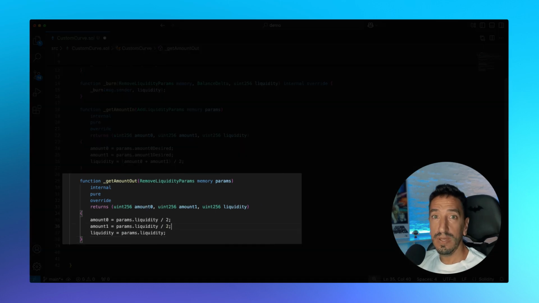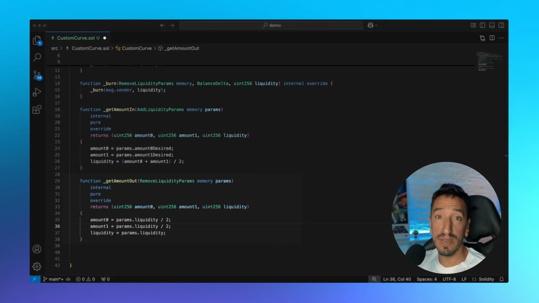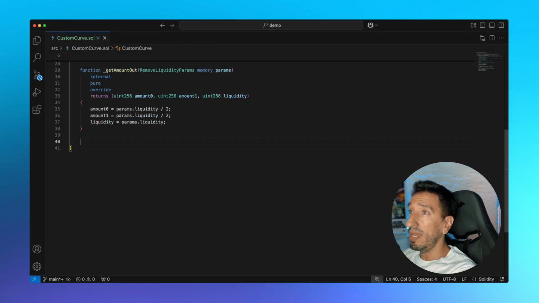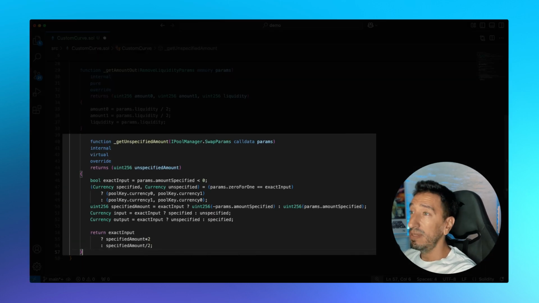Get amount out determines the amount of tokens to return and the liquidity tokens to burn when the liquidity is removed. In this example, this assumes an even split of liquidity between the two tokens in the pair. And lastly, we have the get unspecified amount that determines the amount of the token that is not specified in the swap, defining the curve logic for the trade. In this example, the tokens are exchanged at a 2-to-1 ratio for both exact input and exact output swaps. And that's all.